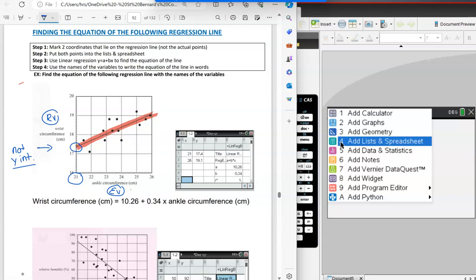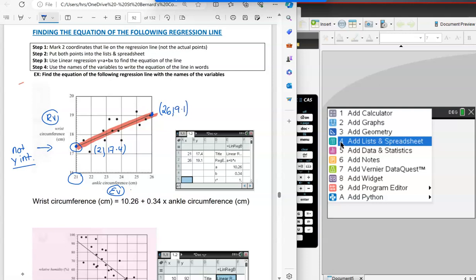So what I'm going to do is pick 2 points that the line goes through. So what I did is I picked this one, and I said the point was 21, 17.4. I can obviously read it a little bit better on the actual paper. And then I picked another one, and what I picked was this 26. The line went through here. So I said this point was 26, 19.1.